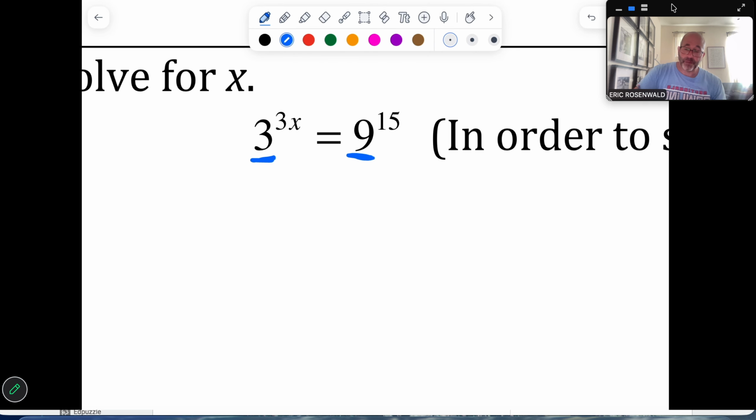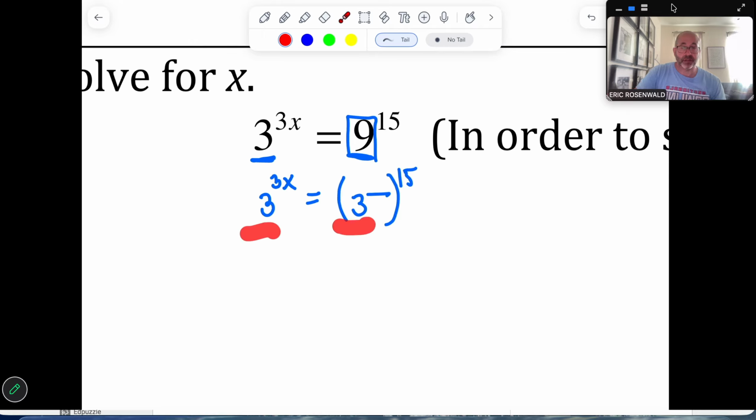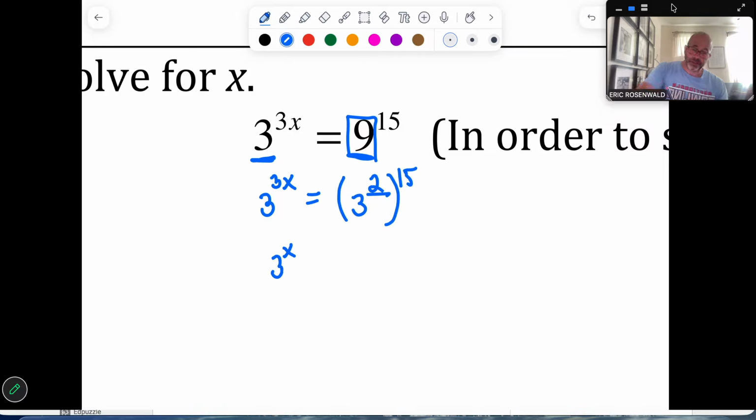So, for example, 3 to the 3x, let's leave it as it is, but this 9 that's right here, can I write this as 3 to some power raised to the 15th? So that the bases on these are identical to each other. That's the goal here. Well, hopefully you know that 3 to the second power is equal to 9. Okay? So that means we have 3 to the 3x is equal to 3 to the 30th power. 2 times 15 is 30.